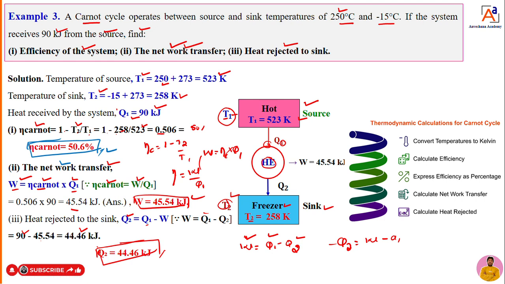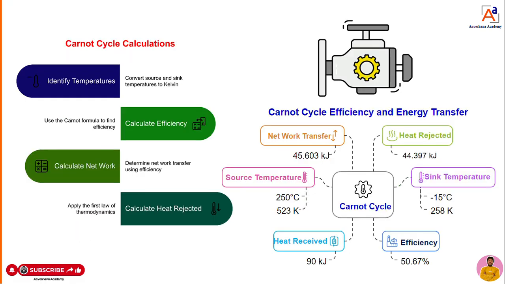So now, what all the things have you done? You converted temperatures to Kelvin, calculated the efficiency, then expressed that efficiency in terms of percentage, then you calculated the work done, then you calculated the heat rejection. Once you've done all the things, then try to list out the answers in a tabular column at the last. You can see here now. What is the work done? 45.603 kilojoules. What are the two important temperatures? Source temperature 523 Kelvin.